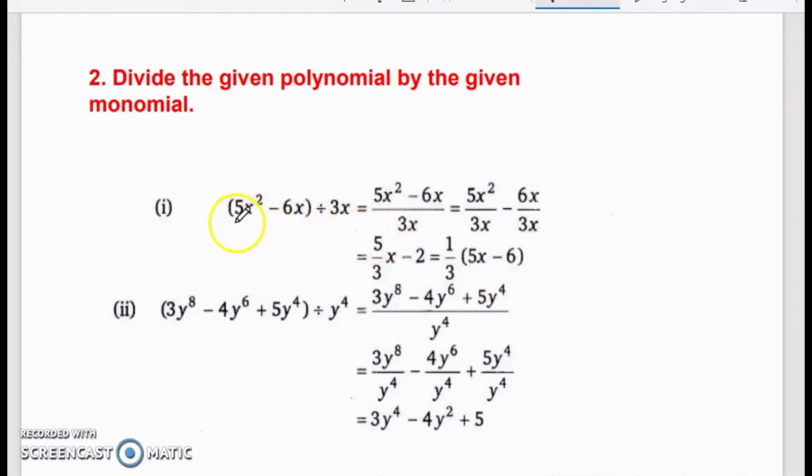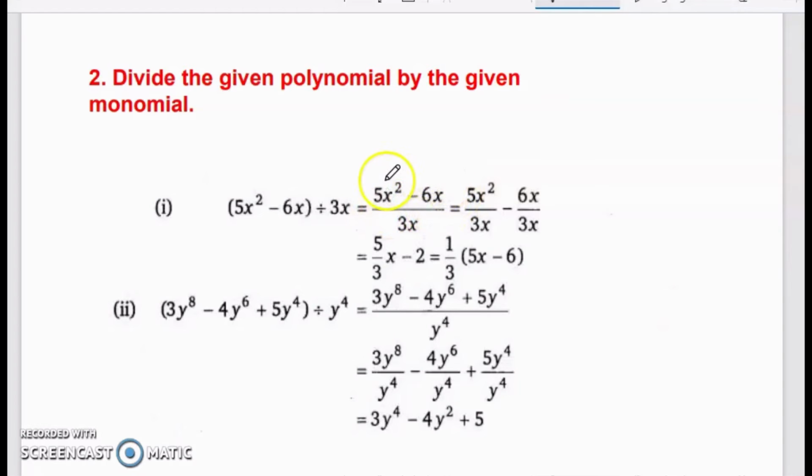So the first one is 5x square minus 6x divided by 3x. So over here, 5x square minus 6x, these are two terms. You cannot cancel 3x with any one of these terms separately. Like if you cancel 3x and 6x and write 5x square minus 2, then that is wrong.